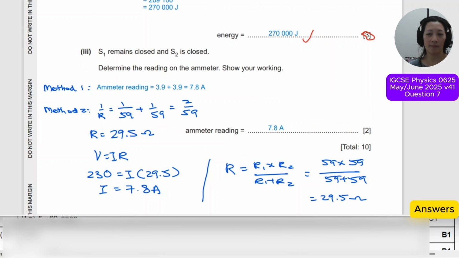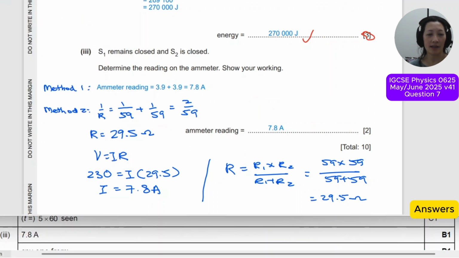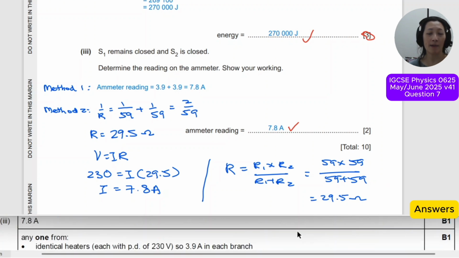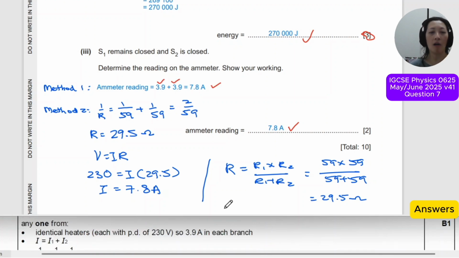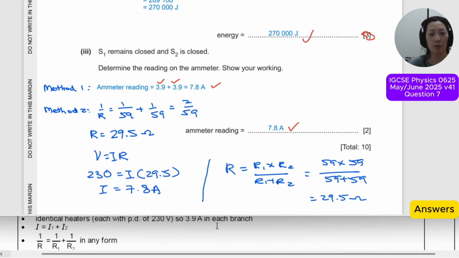Now let's check the mark scheme. So you can see that the answer is 7.8 ampere, and this would give us 1 mark for the answer with unit. The other mark is awarded from any one of the following: by identifying that the identical heaters have the same current, which is 3.9 ampere in each branch, or by adding both currents together, or by calculating the resistance, which is 1 over R equals 1 over R1 plus 1 over R2 in any form. And this equation is also accepted because it's actually derived from the equation that is originally in this form. And that's how you solve question 7.